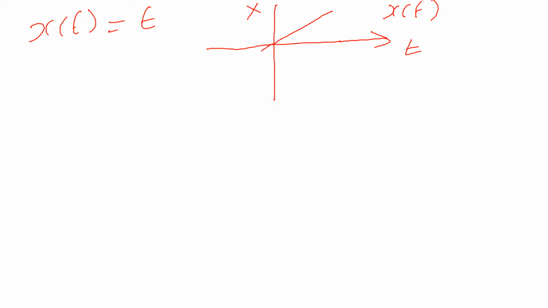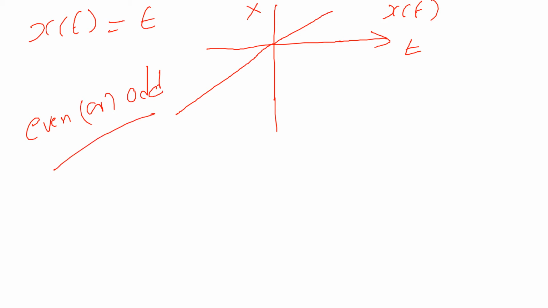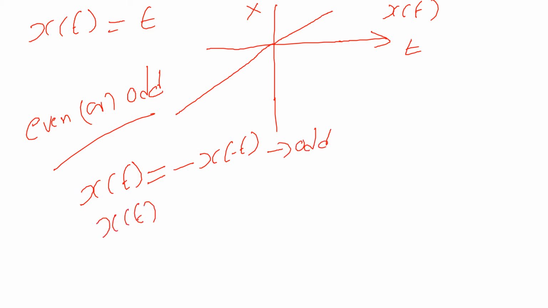If we extend it, it is going to fall like that. Okay, now the question is, we have to check whether this is an even or odd signal. So how do we check that? The condition is: minus of x of t should be equal to x of minus t for an odd signal, or else x of t should be equal to x of minus t. This is for an even signal.